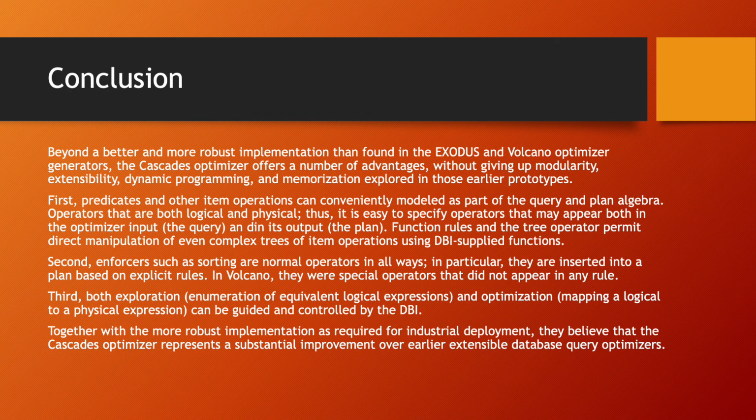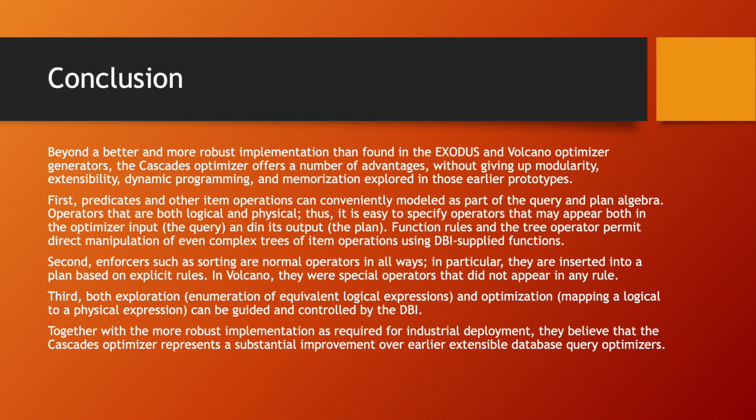First, predicates and other item operations can be conveniently modeled as part of the query and plan algebra. Operators that are both logical and physical, thus it is easy to specify operators that may appear both in the optimizer input and in its output. Function rules and the tree operator permit direct manipulation of even complex trees of item operations using DBI-supplied functions.